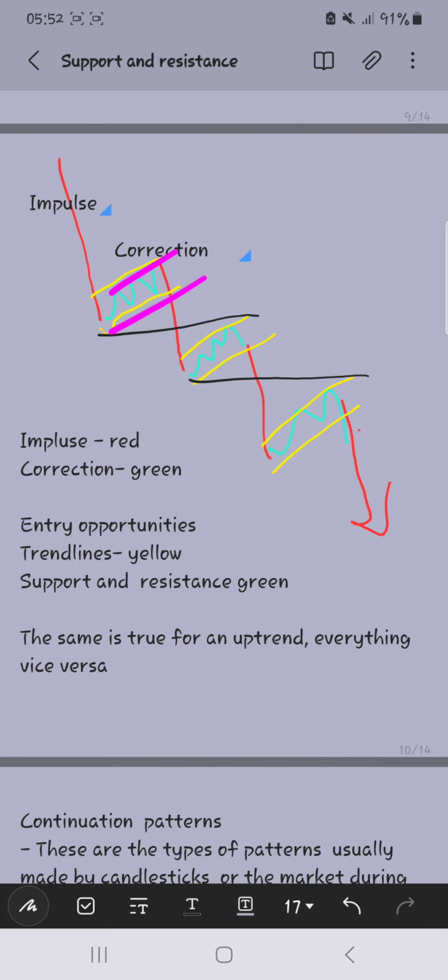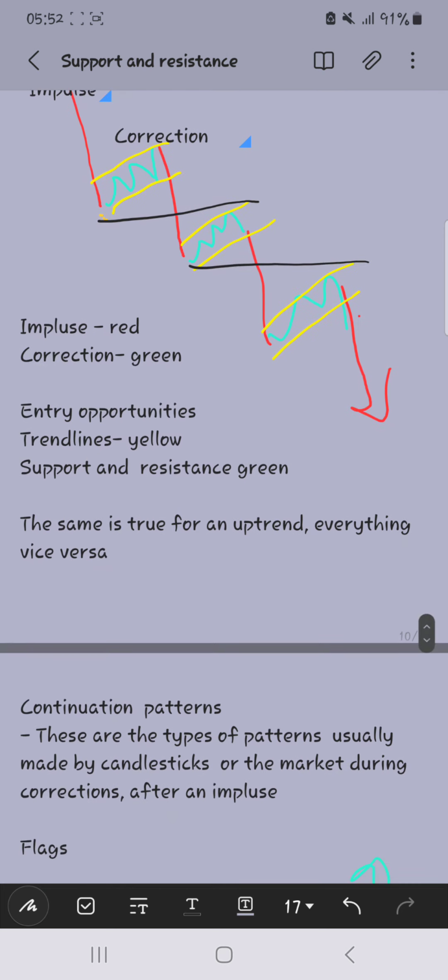You draw your trend lines, and make sure that the pullback is in a corrective manner, in a consolidating manner. It's not having those high momentum candlesticks over there. So make sure that that is out of the way, and make sure that that's how you enter.